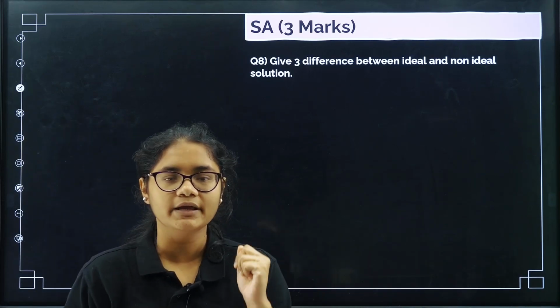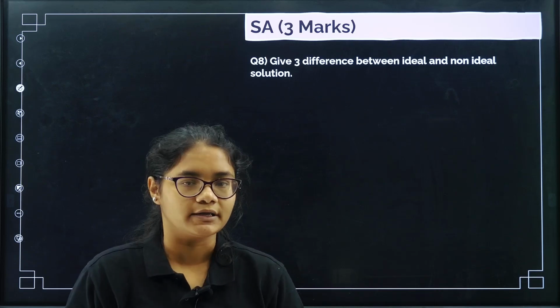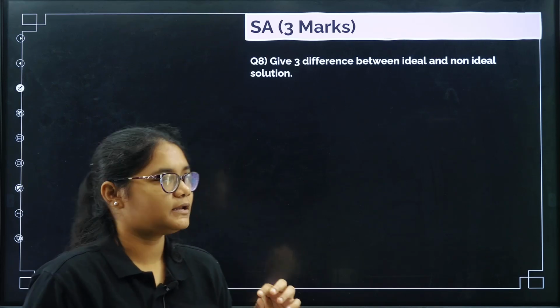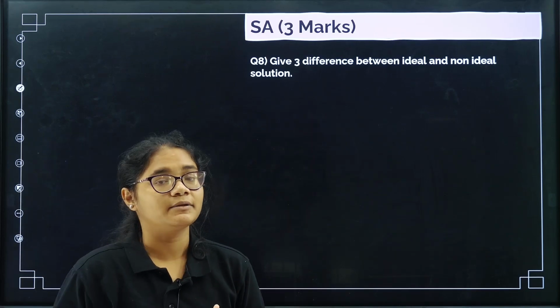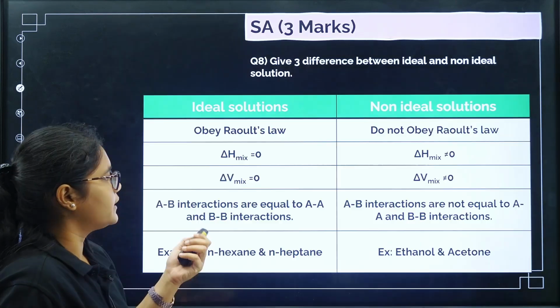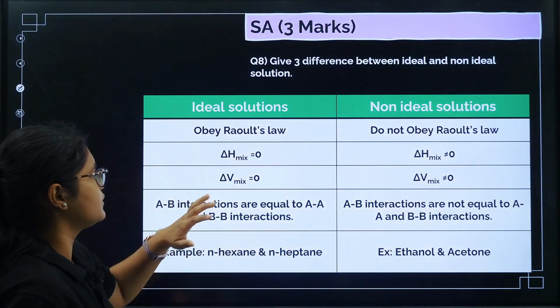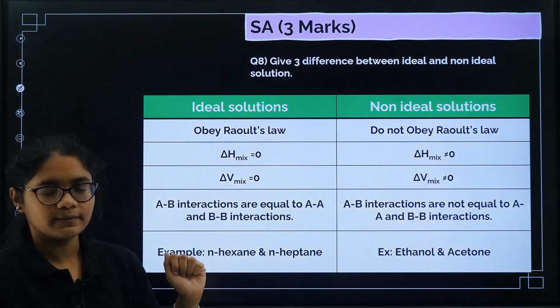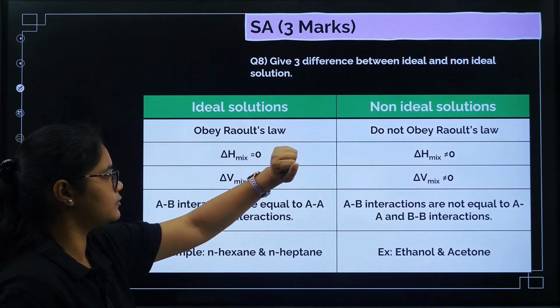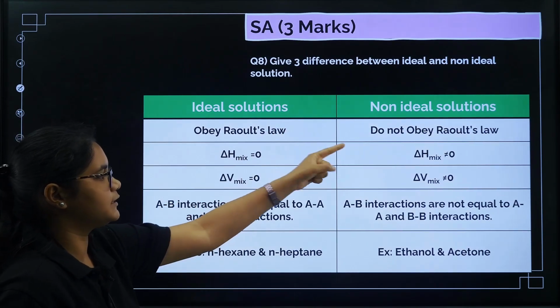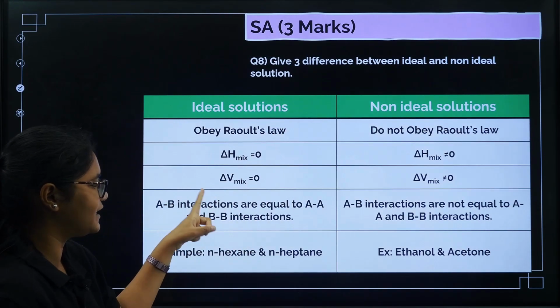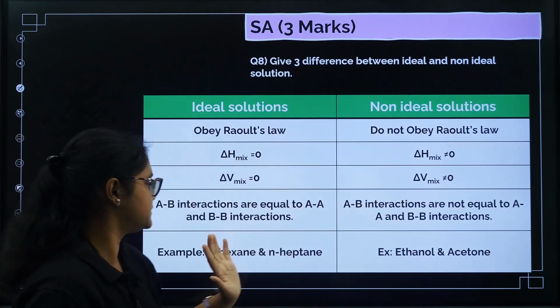Next question: give 3 differences between ideal and non-ideal solution. I told you there will be 2 numerical and 1 theoretical question, right? So this type of difference question can be asked very commonly. You can remember these points about ideal and non-ideal solutions. They obey Raoult's law, versus do not obey Raoult's law. Delta H mix is equal to 0, versus not equal to 0. Delta V mix is equal to 0, versus not equal to 0.